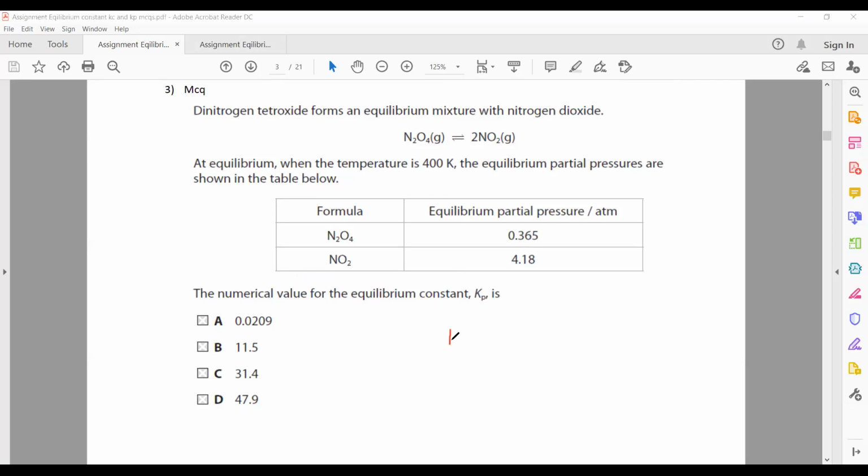So you will write first the product, which is NO2 raised to power 2, divided by the reactant, which is N2O4. And it is 0.418 squared divided by the N2O4 pressure, which was 0.365. So you will divide them, you will get the final answer, and the final answer is D here.